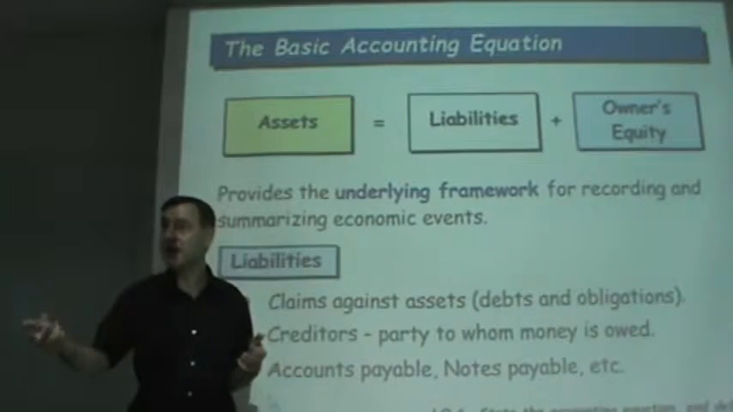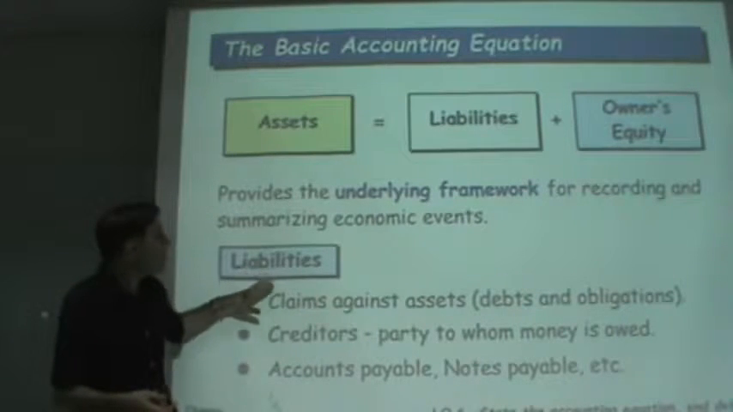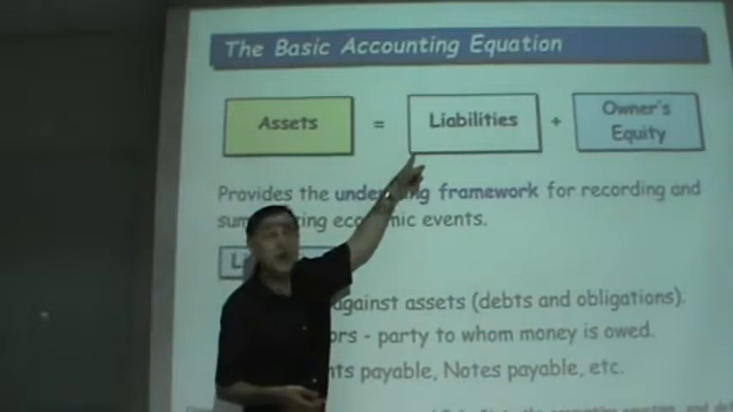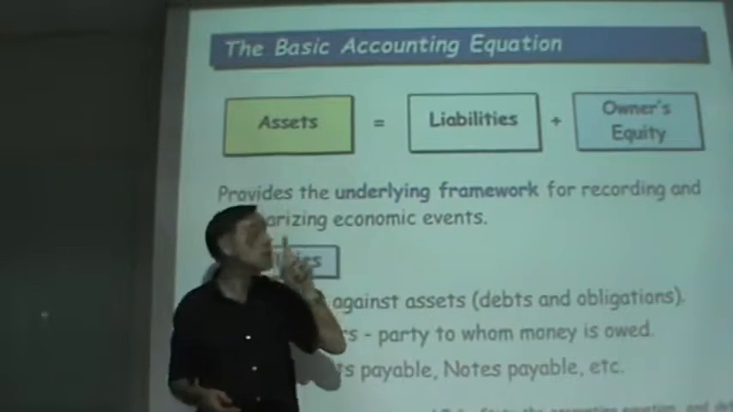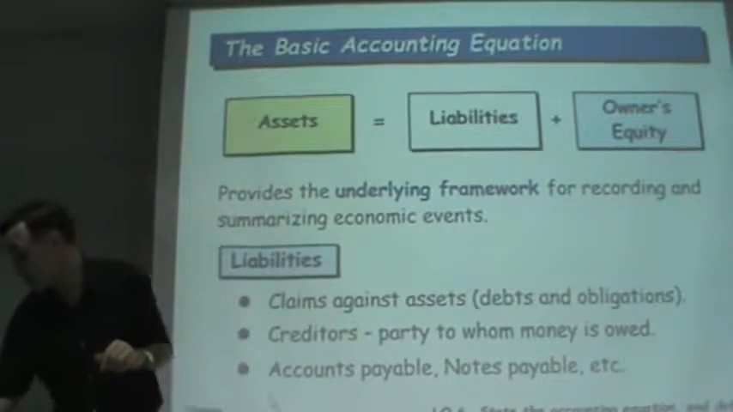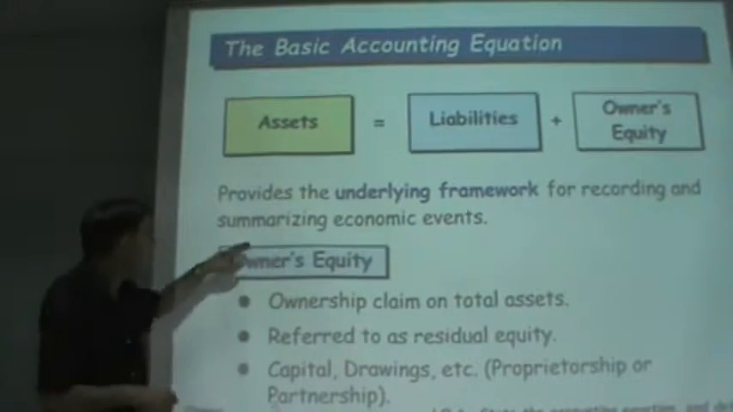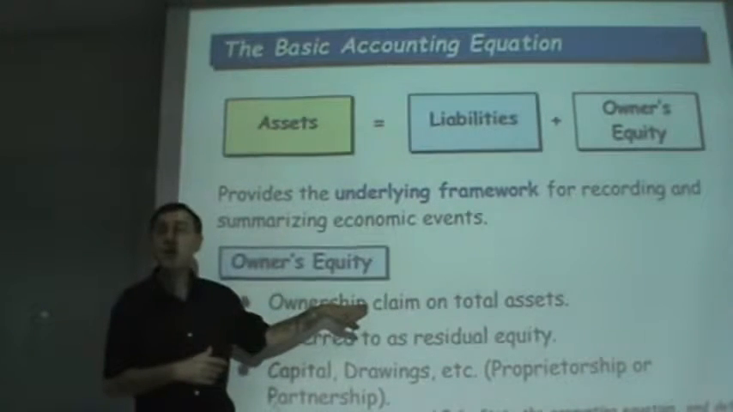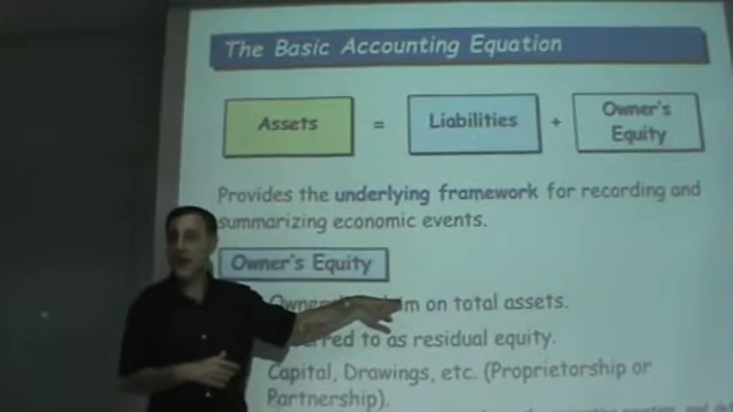We also call them capitalists. So, liabilities tell you everything which is owed to creditors. And here is one last piece, the owner's equity. Let's explain this part. Owner's equity means ownership claim on total assets.